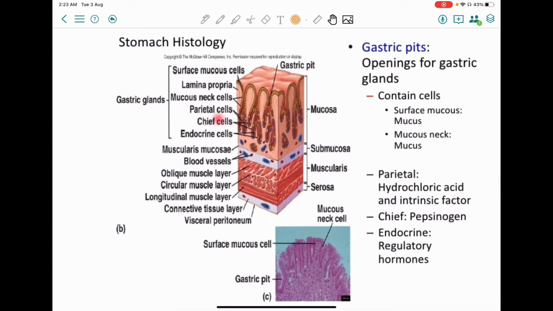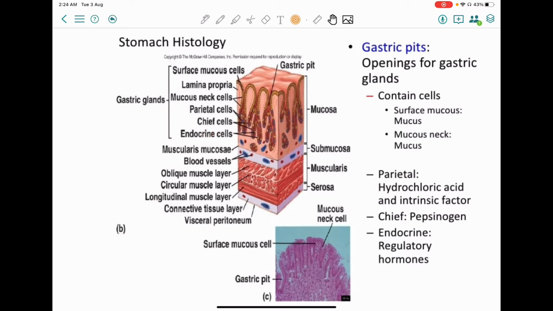And then there are some chief cells that will produce pepsinogen. And then there is the endocrine gland. What will the endocrine gland produce? Gastrin. What is it? A regulatory hormone. The endocrine gland produces gastrin, a regulatory hormone. So these are the glands.